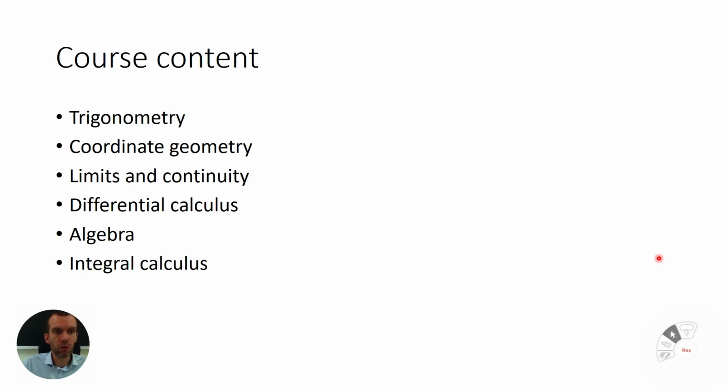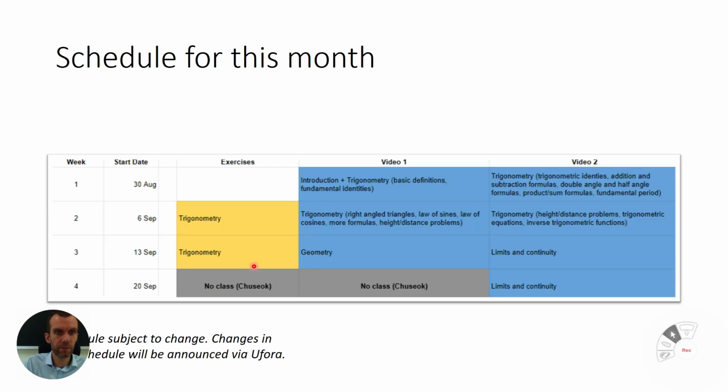And now a little bit about the course content, just to set the record straight. There are 6 large-scale topics that we'll cover. Each will take about 2-ish weeks. The first topic that we'll cover starting from this week is trigonometry, and then we'll move on to coordinate geometry. We'll do some limits and continuity, and then we'll do the mainstays of calculus, so differential calculus, a little bit of algebra, and integral calculus. And that will cover semester 1.